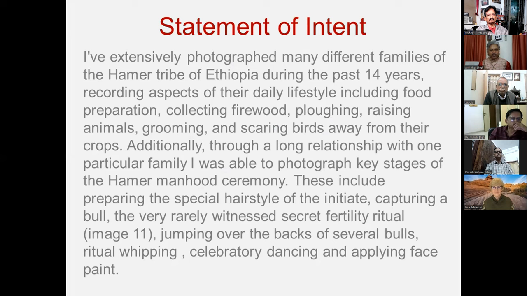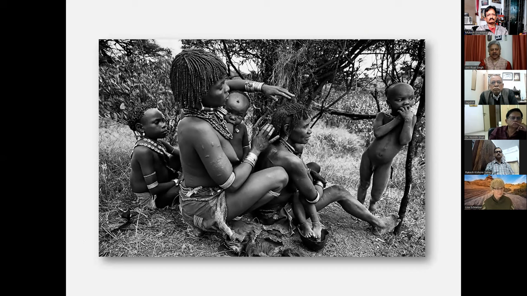the Hamar manhood ceremony. These include the preparation of the special hairstyles of the initiate, capturing a bull, a very rarely witnessed sacred fertility ritual, jumping over the backs of several bulls, ritual whipping, dancing, and applying face paints. So these are the images in the travel category, which was awarded the Fellowship of the RPS.